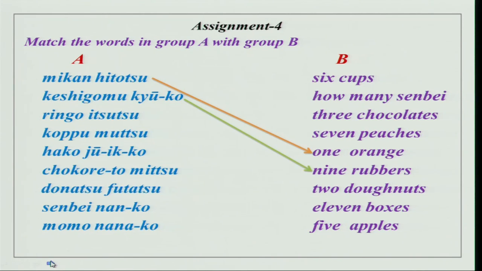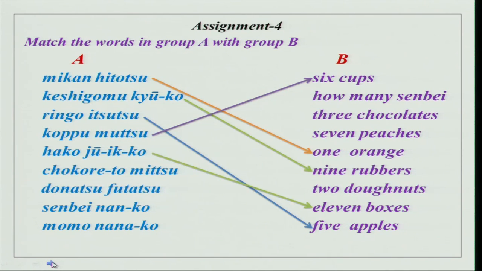Keshigomu kyuko, ringo itsutsu, koppu mutsu, hako juikko, chokoreto mitsu, donatsu futatsu, senbei nanko, how many senbei?